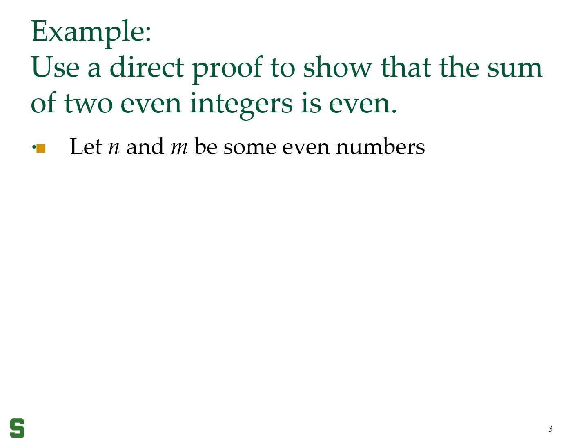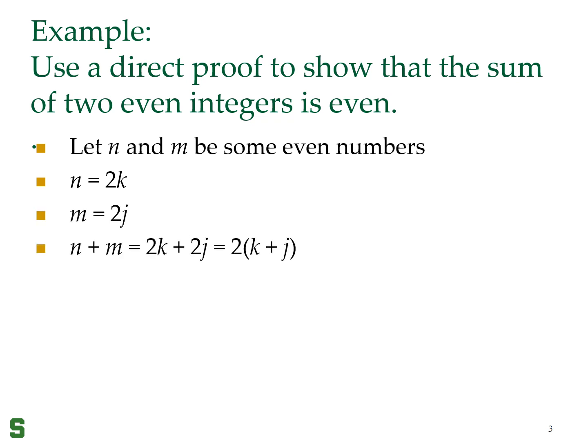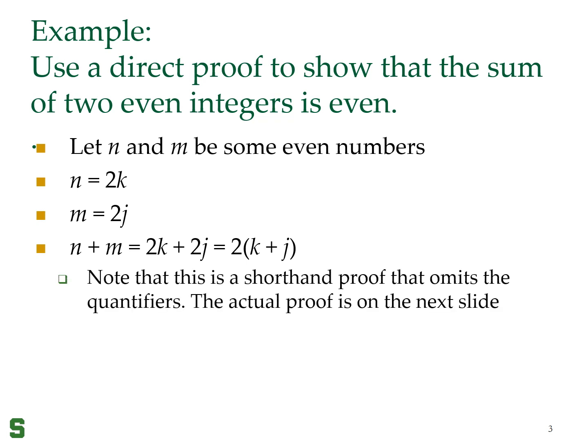Use a direct proof to show that the sum of two even integers is even. The proof is going to be very similar to what we did on the previous slide. n is of the form 2k, m is of the form 2j. If I do n plus m, it's going to be 2 times something, in this case k plus j.